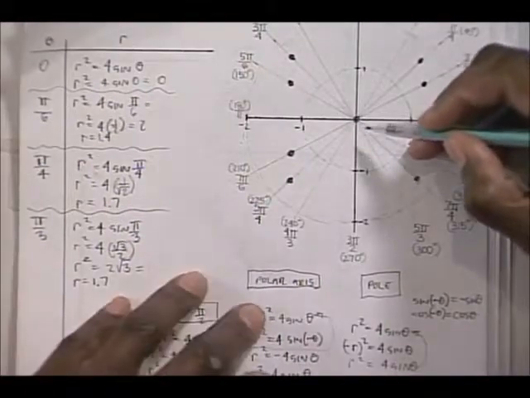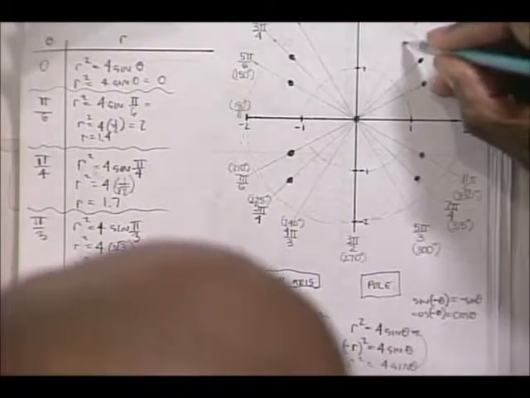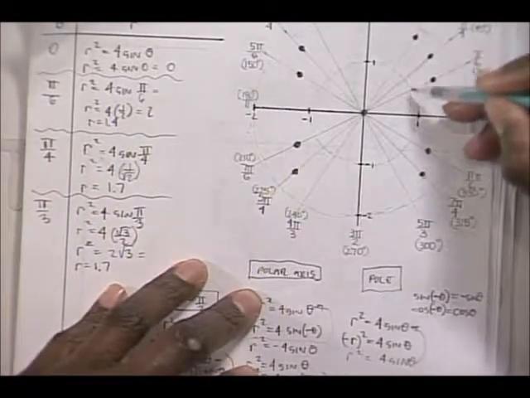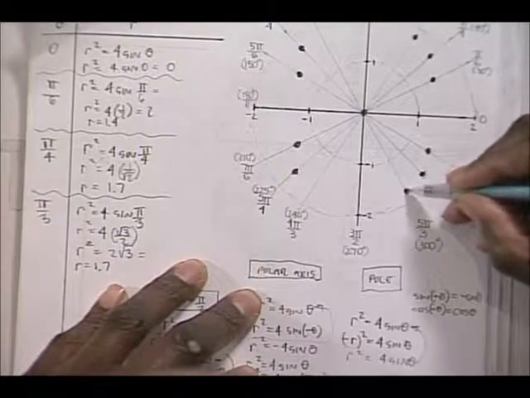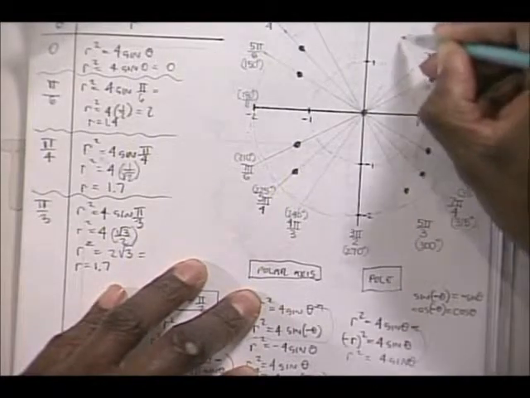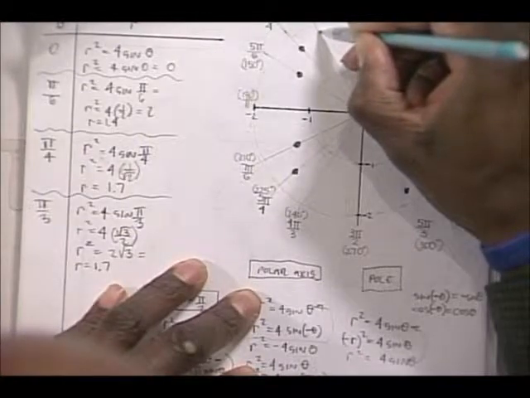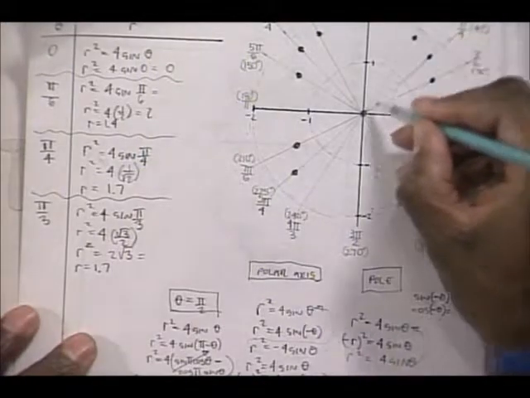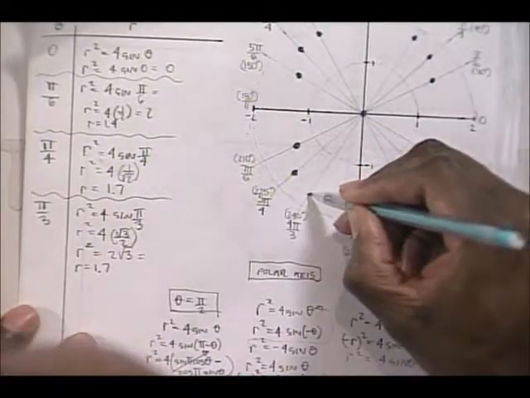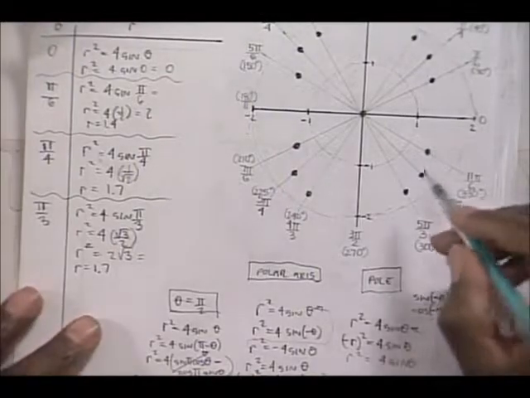So you substitute, you got pi over 3. 1.7 is about right here. Not forgetting that this was symmetric about the polar axis. 1.7 about right here. It was also symmetric about theta is equal to pi over 2. 1.7 is about right there. And it was symmetric about the pole. 1.7 would be about right there. All right, so you can see the formation of this graph beginning to take shape.